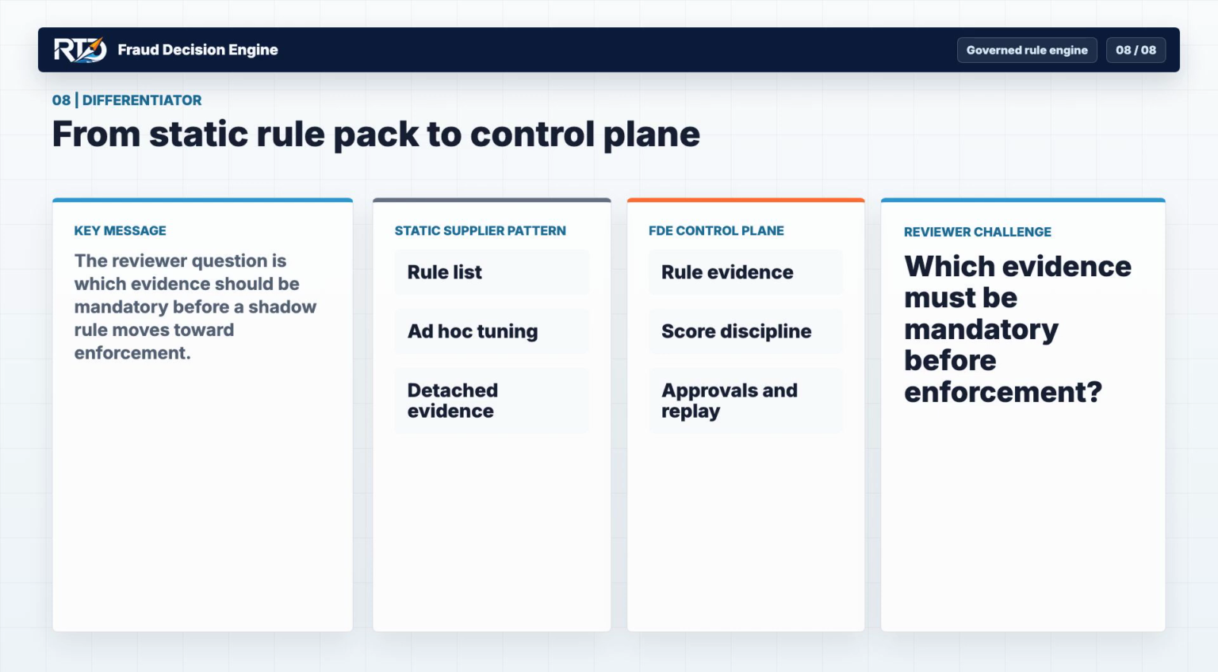The reviewer question is, which evidence should be mandatory before a shadow rule moves toward enforcement?